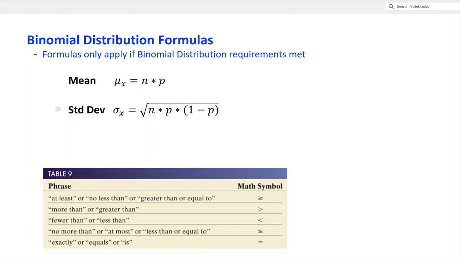And then we will be calculating both mean and standard deviation in this case. Standard deviation of our variable x can be found by taking the square root of all of this stuff underneath that radical sign. So I would take n times p times 1 minus p, multiply all of those things together first, and then take the square root of it, and you have the standard deviation.